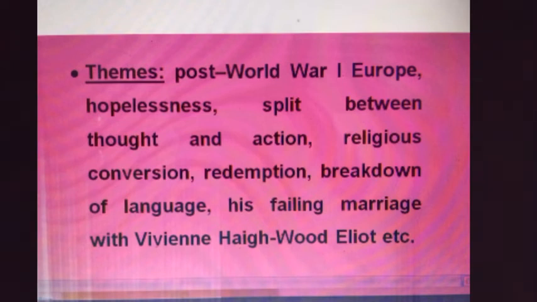Now let's see the themes of the work. As we said, post-World War I Europe, hopelessness, split between thought and action, religious conversion, redemption, breakdown of language, T.S. Eliot's failing marriage with his first wife, Vivienne Haigh-Wood Eliot, etc. So these are the themes.